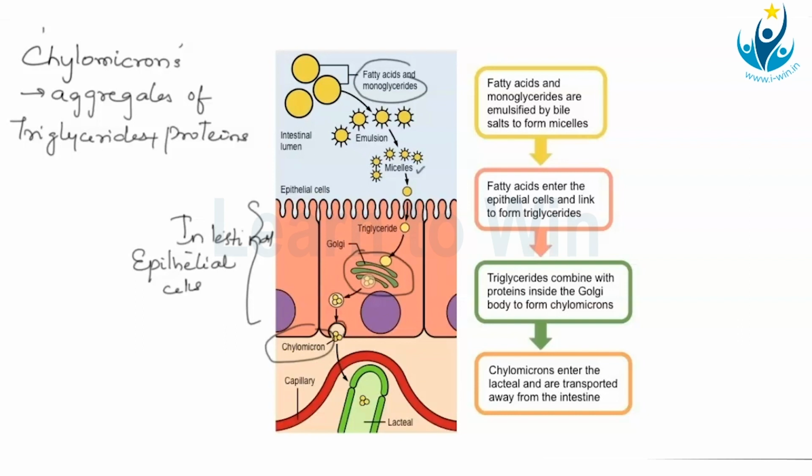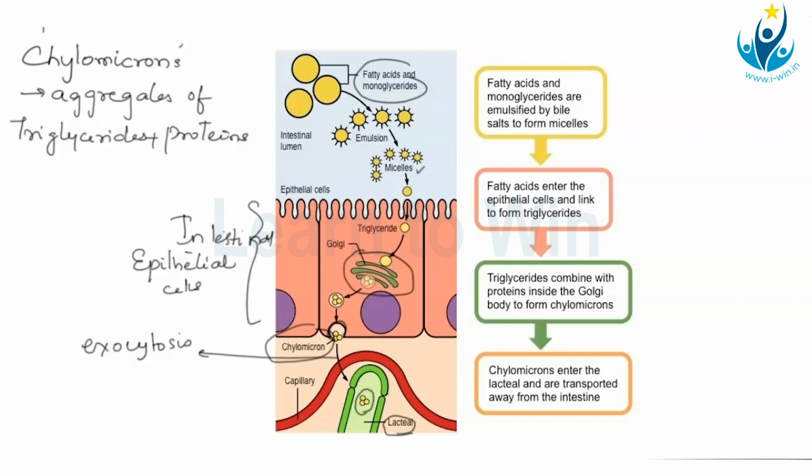Can you see? They are leaving by a process, and this process is called exocytosis. They move out by a process called exocytosis, and instead of entering into the blood capillary, they are entering into the lacteal. So in this way, they have entered into the lacteal. Okay, so they leave the absorptive cell via exocytosis, and instead of blood capillaries, they enter into the lacteal.